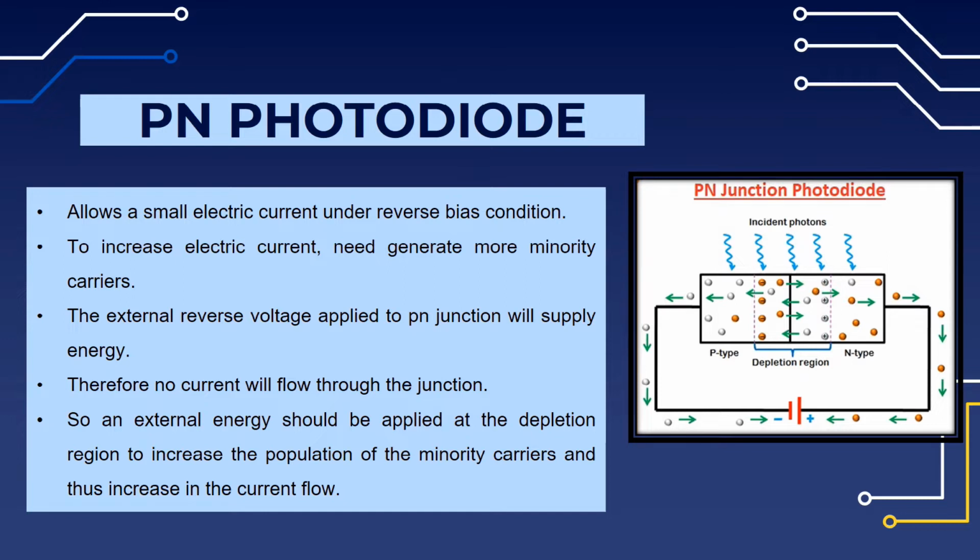For example, the minority carriers generated in the P-type material experience a repulsive force from the external voltage and try to move towards the N side. But before crossing the junction, the free electrons recombine with the holes within the same material. So, no electric current will flow. To overcome this problem, we need to apply external energy directly to the depletion region to generate more charge carriers.